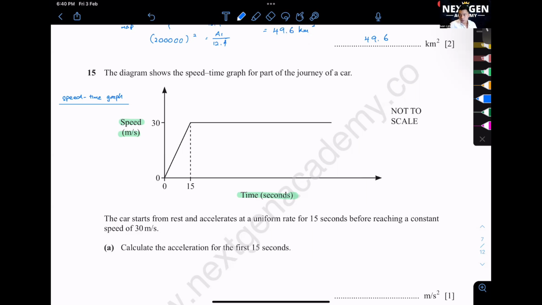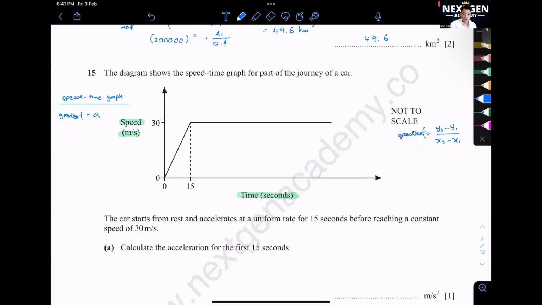Speed is not equal to acceleration. What is the gradient? Gradient of the graph represents your acceleration. No, not distance. Acceleration. Why? I taught you how to derive. Gradient is y2 minus y1 over x2 minus x1, right? If you all forget, gradient is y2 minus y1 over x2 minus x1.